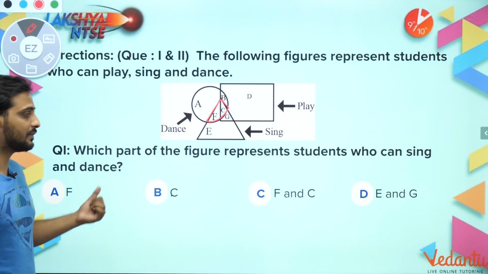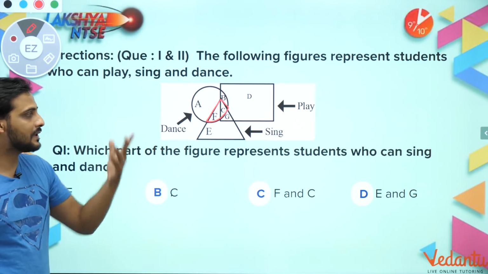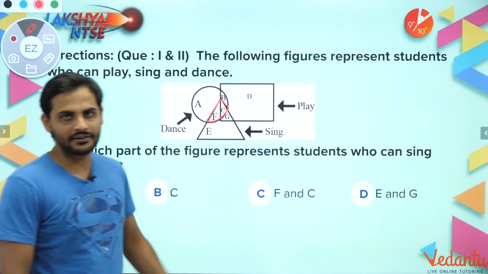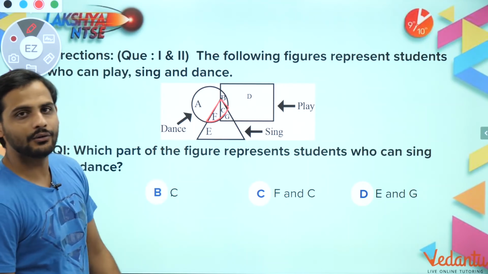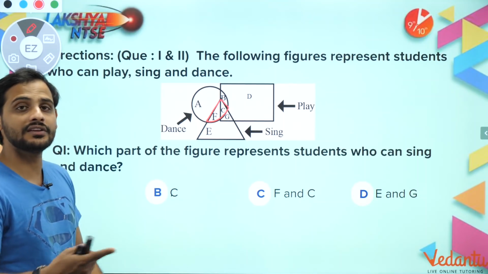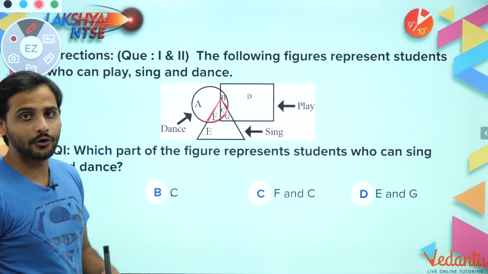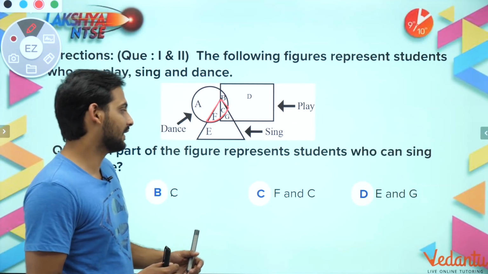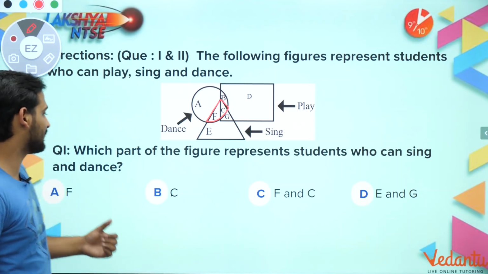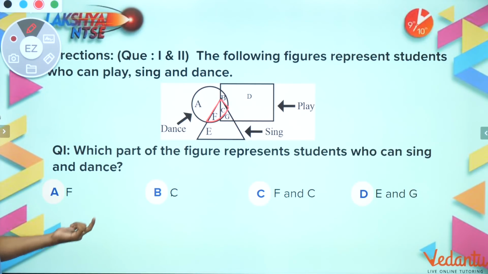Should it be F? Should it be C? Should it be F and C? Or should it be E and G? E and G is definitely not the answer. I have shown you that out of these, will you take F only, C only, or F and C both? I hope many of you must be giving answers, and I think many of you must be saying F, sir, since they have asked who can sing and dance.